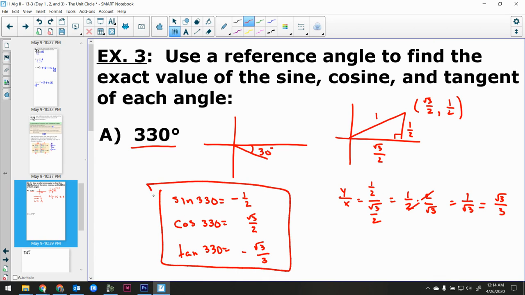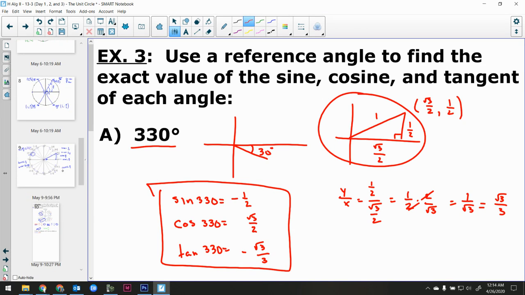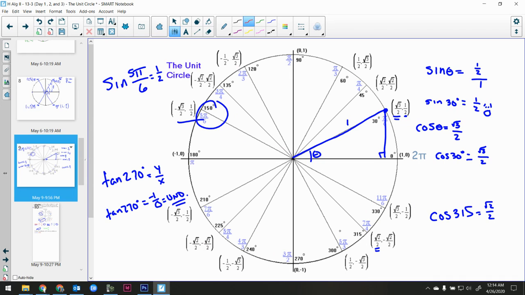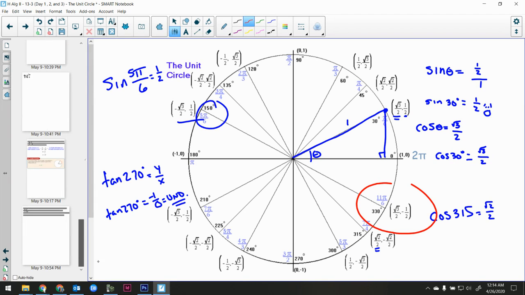That's just one way to quickly derive what you need, right? If you didn't have your unit circle sitting there in front of you. I mean, if you had your unit circle sitting there in front of you, 330 degrees, boom, you've got it. The x value is radical 3 over 2. The y value is negative 1/2. So cosine is radical 3 over 2. The sine value is negative 1/2. And then the tangent you just have to run, right?